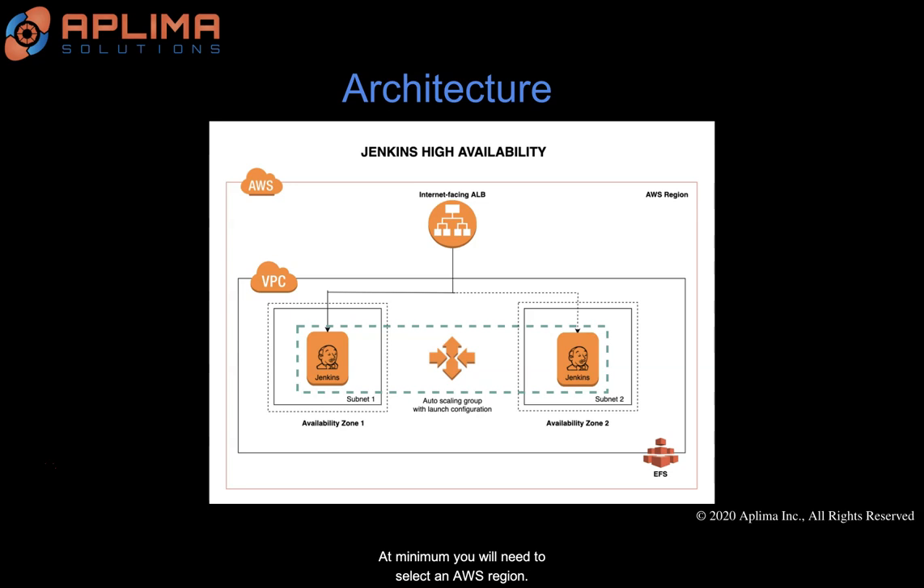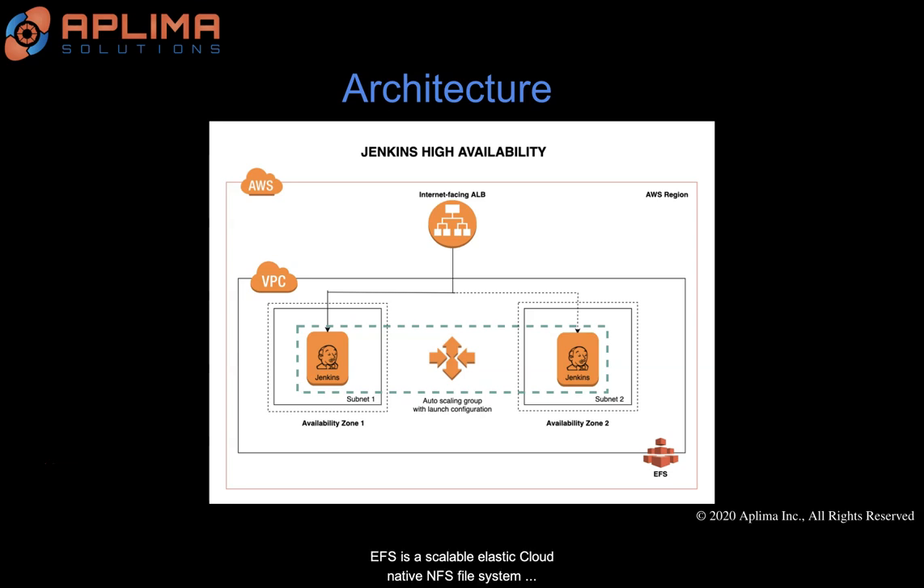At minimum, you will need to select an AWS region. This is where you would like to provision your Jenkins master. Ideally, you will want to select a region that's closest to your end users to minimize any latency issues. Next, you will need a virtual private cloud, or VPC. We will use Elastic File System, or EFS, to store Jenkins home data.